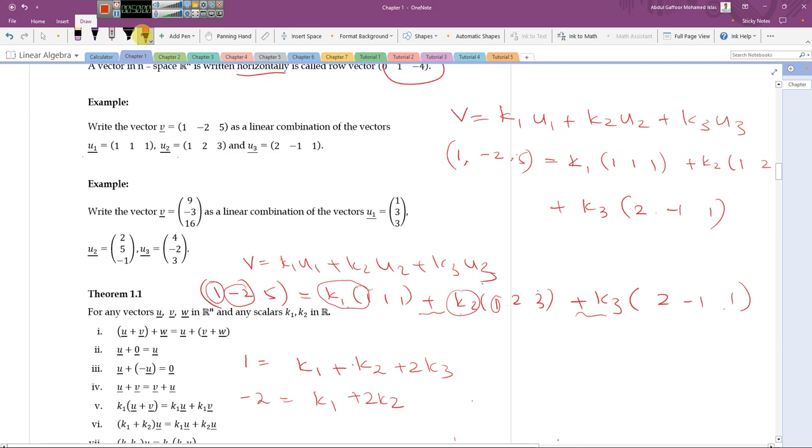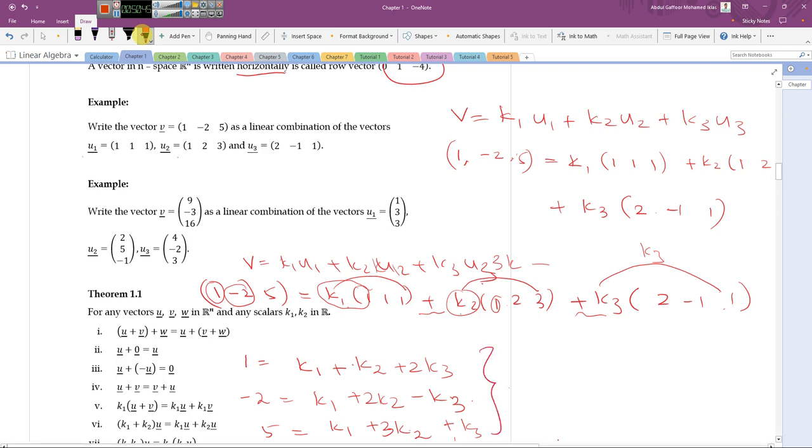plus 2k2 minus k3. Then 5 will be equal to k1 plus 3k2, because this and this are multiplied, then k2 and 3 are multiplied, then k3 and 1 are multiplied, giving k1, 3k2 plus k3. So if I sum these three, I will get k1 plus 3k2 plus k3, right?